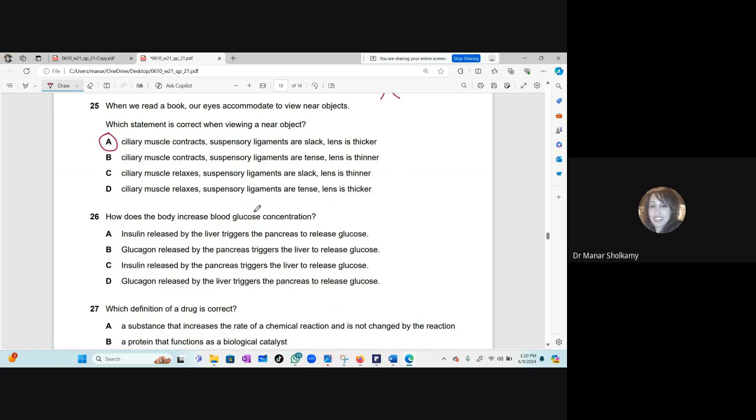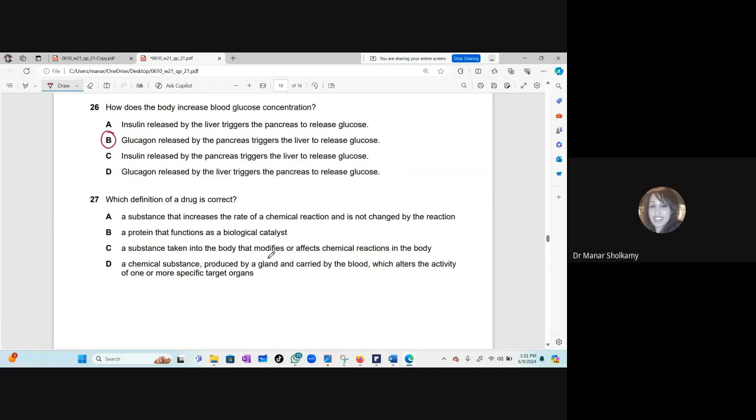How does the body increase blood glucose concentration? Increase blood glucose, pay attention. Insulin is released or glucagon is released by the pancreas. Yes, so what's the answer? It's B. Yeah, okay. You're always confused between glucagon and insulin. Insulin is released to lower blood glucose, and glucagon is released to increase blood glucose. So insulin is released after you eat lots of chocolate. Glucagon is released when you're fasting, when you did not eat for a long time and the blood glucose is very low.